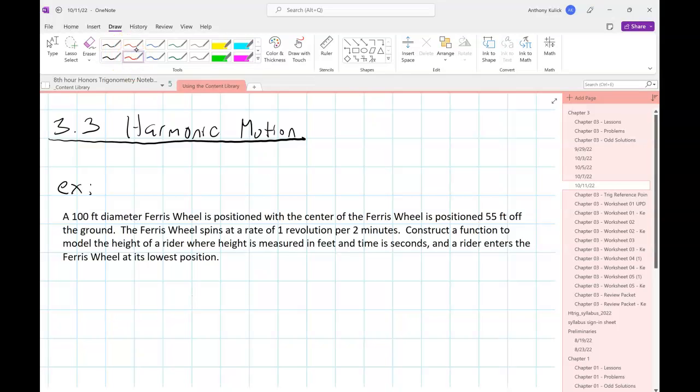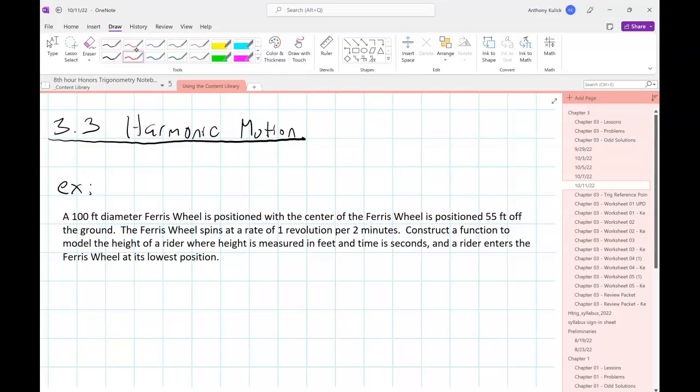Okay. So again, kind of two different situations that we'll run into that realistically using a sinusoid would be an appropriate way to model that situation. So you have things that are spinning, and then you have things that are moving up and down.